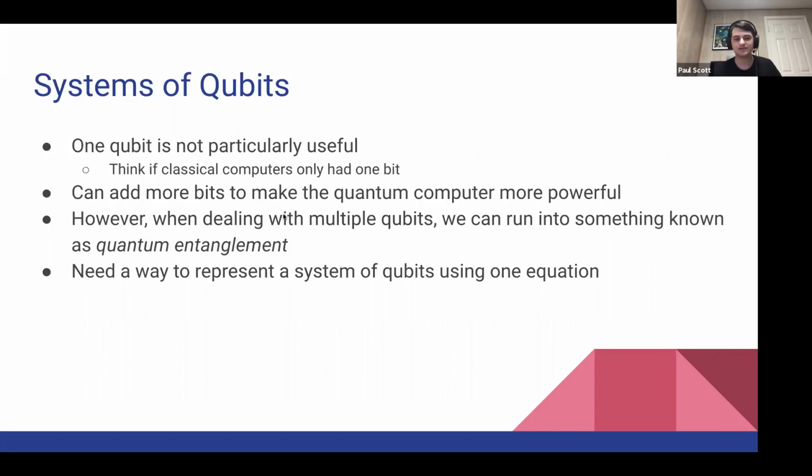Another issue that we'll run into, but we'll fix really soon, is we need a way to represent a system of qubits using just one equation. We have an equation that can represent a single qubit, but if we bring in, let's say, 2 qubits, we need a way to combine their equations so that we can represent them as a system.